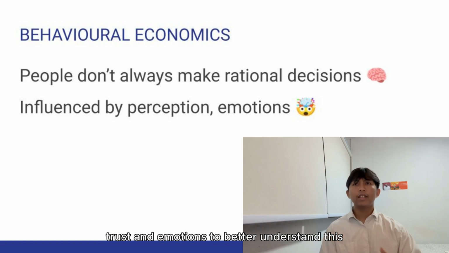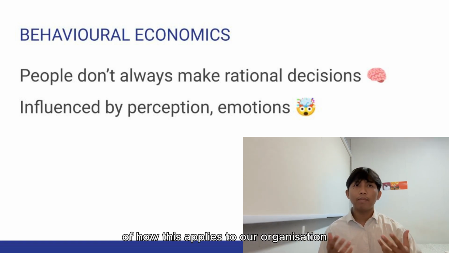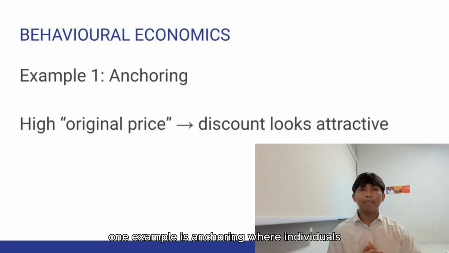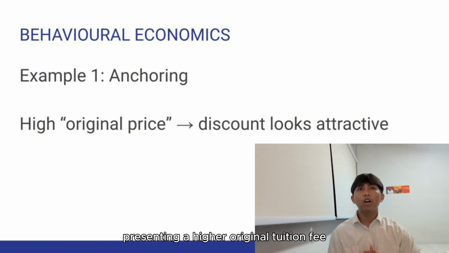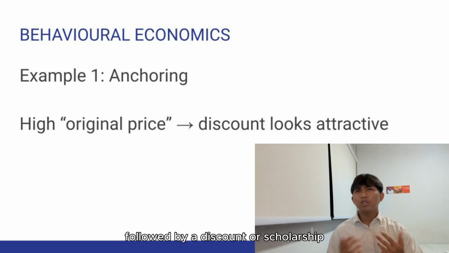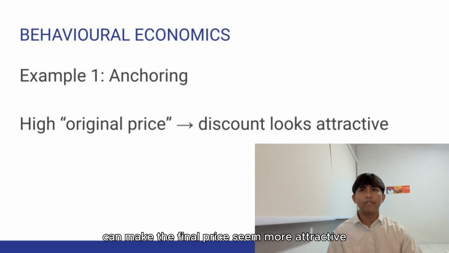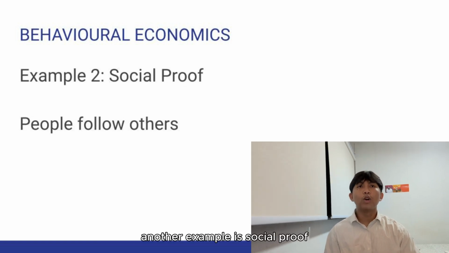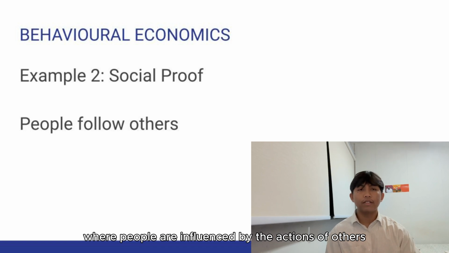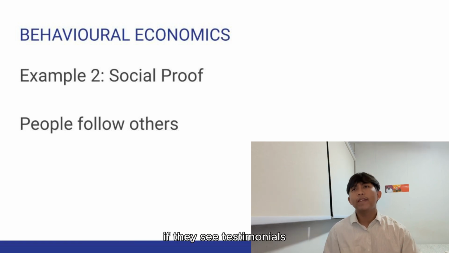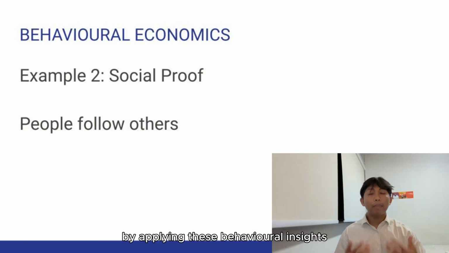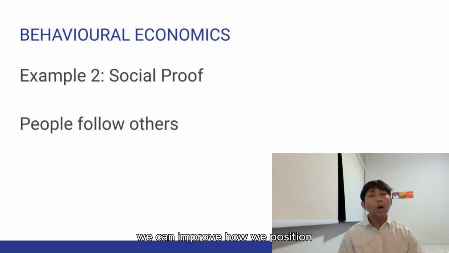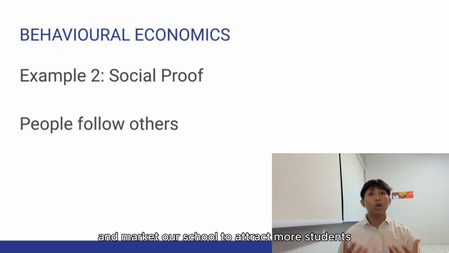To better understand this, let's look at some practical examples of how this applies to our organization. One example is anchoring, where individuals rely heavily on the first piece of information they see. For instance, presenting a higher original tuition fee followed by a discount or scholarship can make the final price seem more attractive. Another example is social proof, where people are influenced by the actions of others. Parents are more likely to choose our school if they see testimonials, positive reviews, or successful alumni outcomes. By applying these behavioral insights, we can improve how we position and market our school to attract more students.